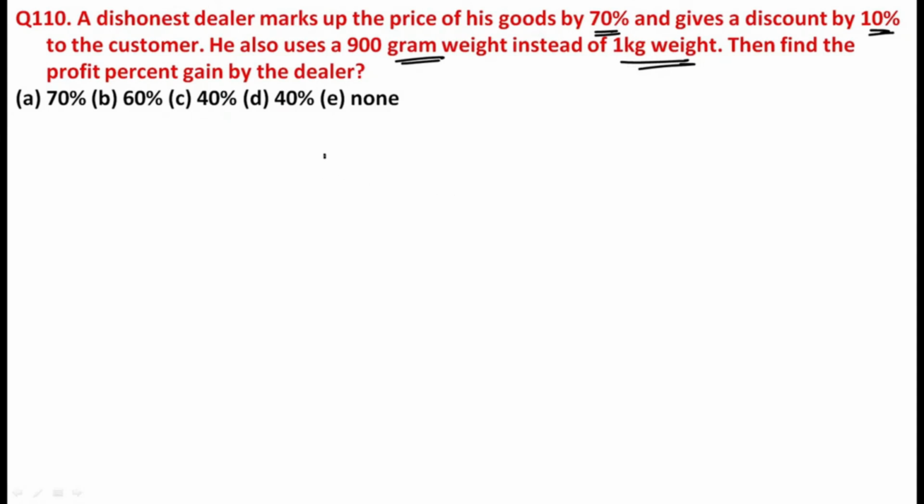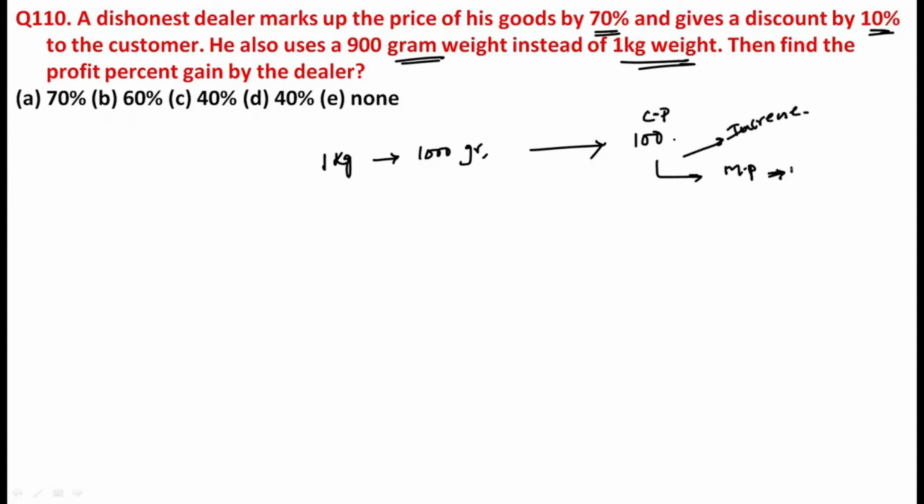Now again, guys, they need to purchase 1 kg. 1 kg means 1000 grams. They need to purchase 1000 grams for 100 rupees. But as a dishonest dealer he marks up his price by 70%, so the cost price becomes the market price. Increases means increases by 70%. Now the market price is 170. When allowing a discount of 10%, you need to subtract 17. Now you get that the selling price is 153.